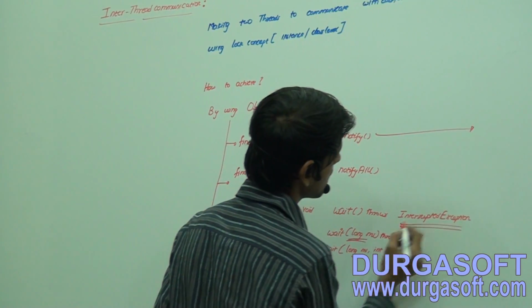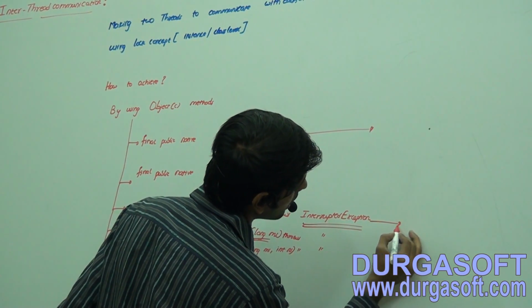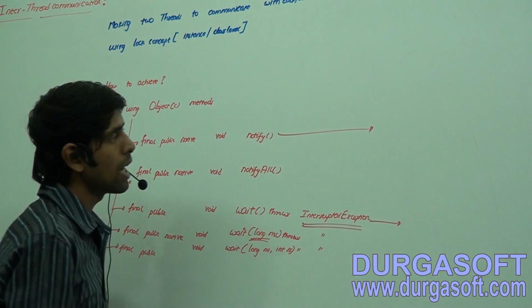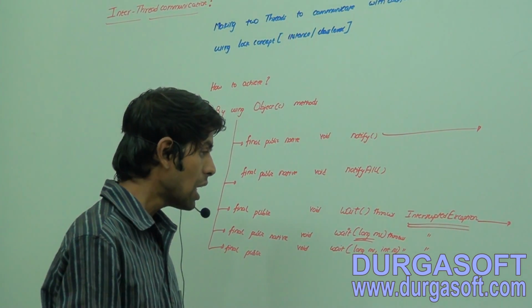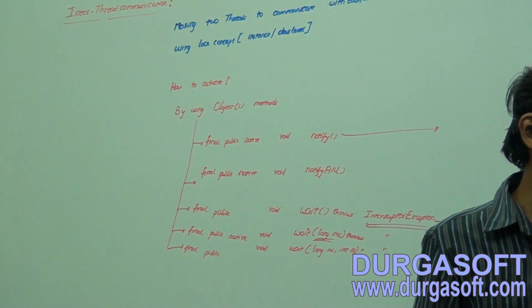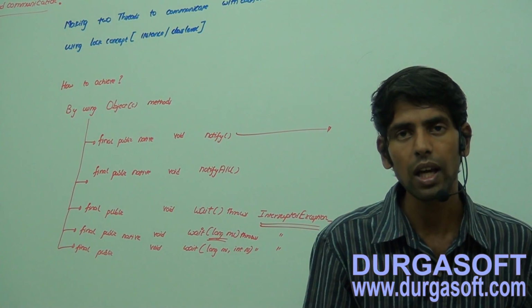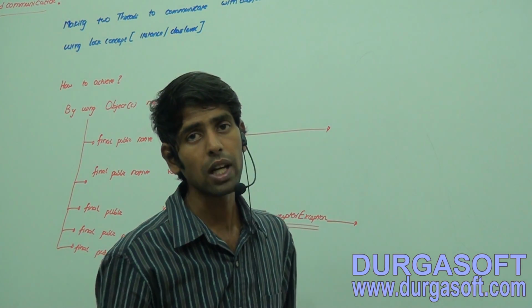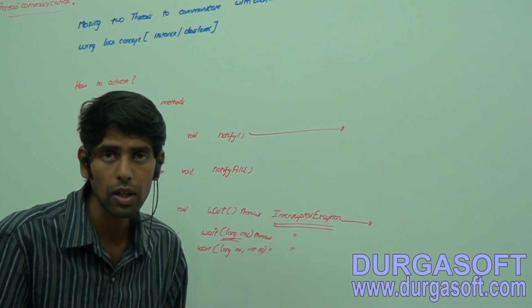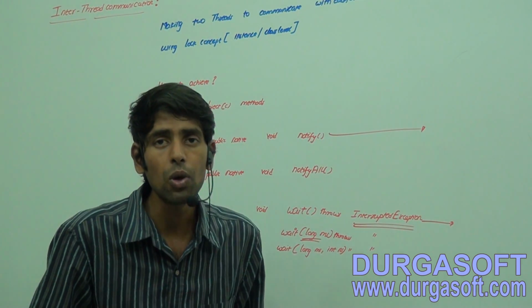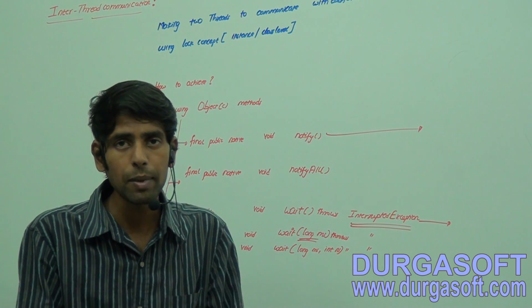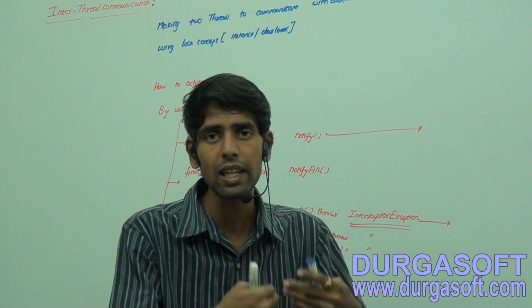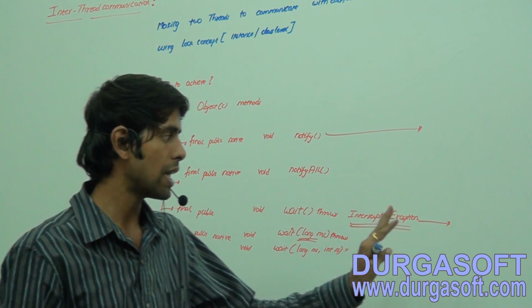Honestly, if you understand the notify method and the wait method, this entire thing will be complete. And we have some tricks which you have to understand. When I have to use this particular notify method and this particular wait method, you have to know the implementation of those two methods internally. What are those? Let us discuss.